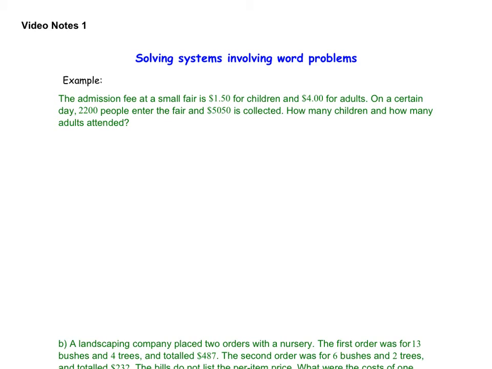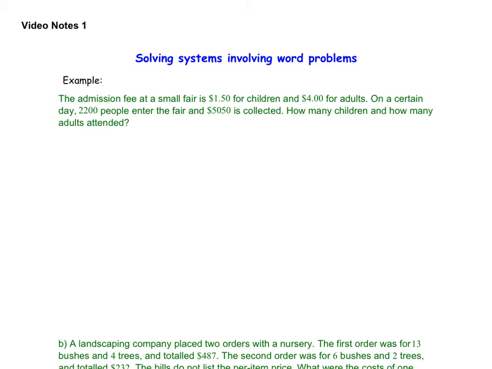The admission fee at a small fair is $1.50 for children and $4 for adults. On a certain day, 2,200 people enter the fair and $5,050 is collected. How many children and how many adults attended?